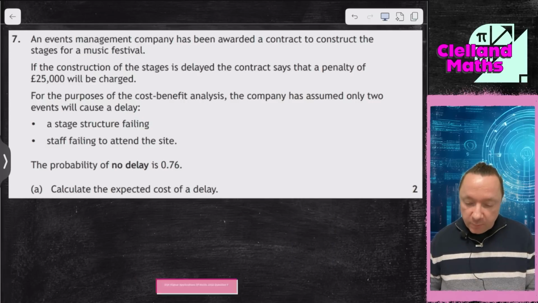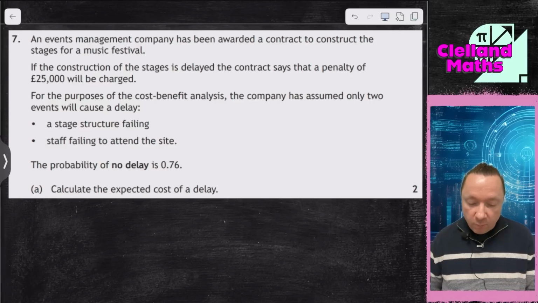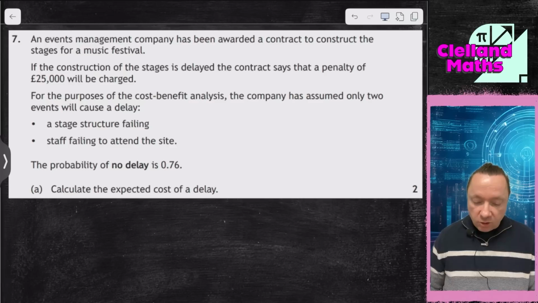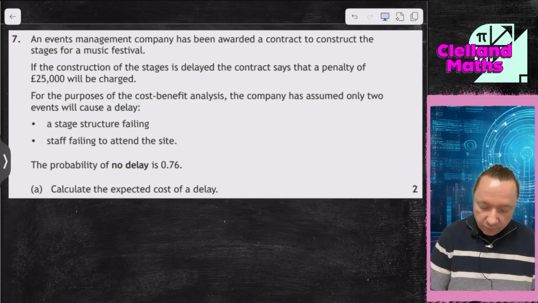SQA High Application Maths 2025 question 7. An events management company has been awarded a contract to construct stages for a music festival. If construction on stages is delayed, the contract says a penalty will be paid of £25,000. Two things that can happen: stage structure fails or staff fail to attend site. The probability of no delay is 0.76. Calculate the expected cost of a delay.